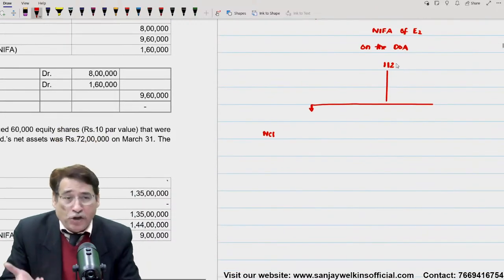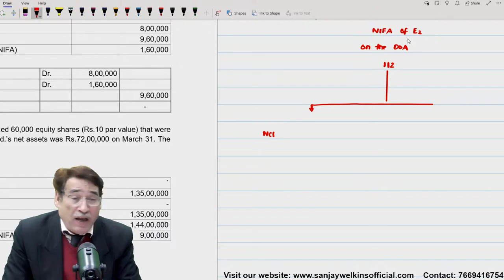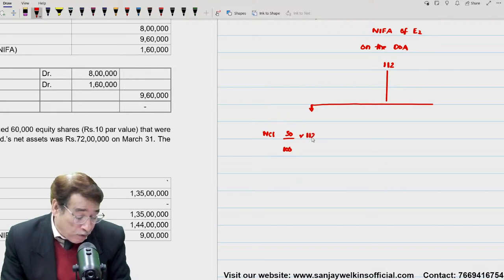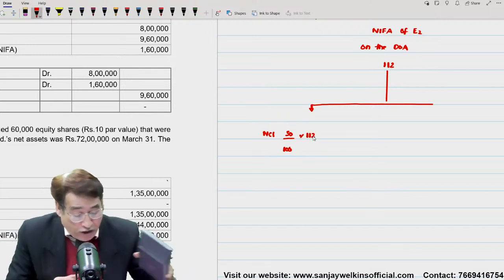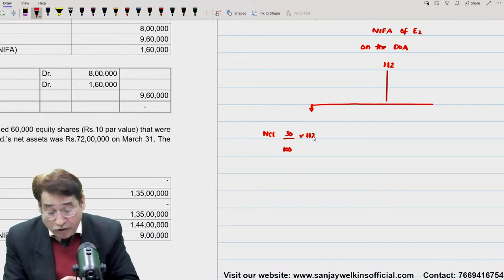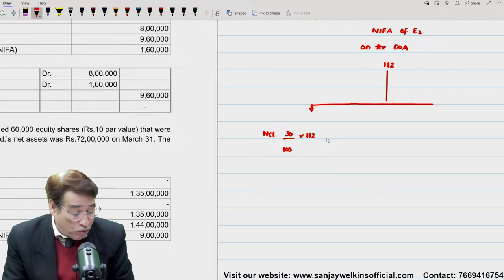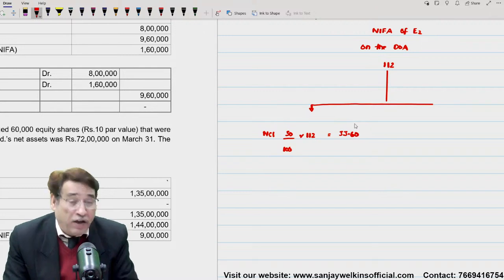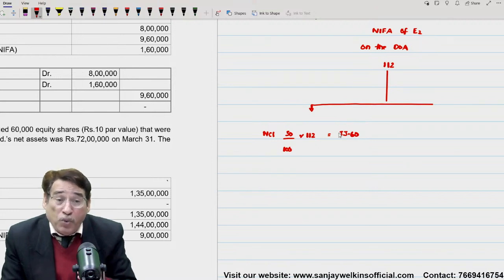So on the date of acquisition, we have seen that NIFA, the net identifiable assets of the subsidiary company or the acquiring company on the date of acquisition, is 112 and NCI share is 30%. So I will simply take 30% of 112. Now, for that, I will have to take the help of the calculator. Correct? So 112 into 30% comes to 33.6. Anyway, 33.60. So out of 112 worth of assets, 33.60 worth of assets belong to NCI.